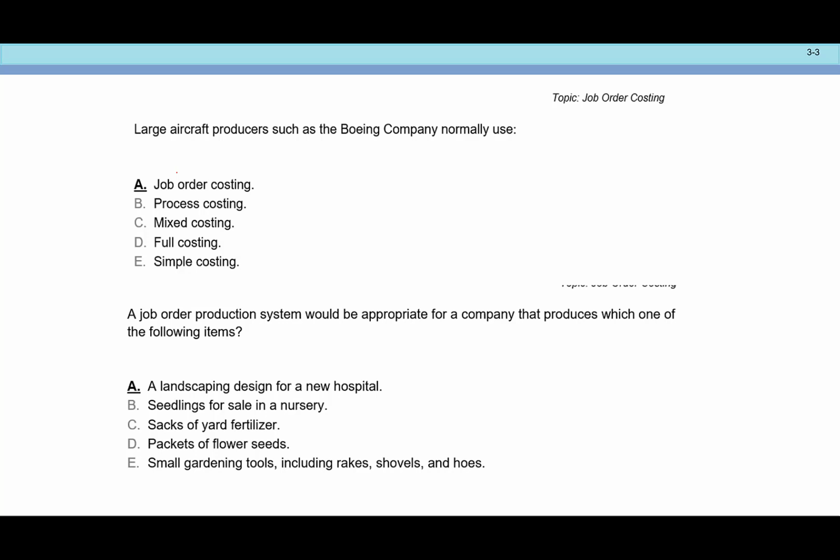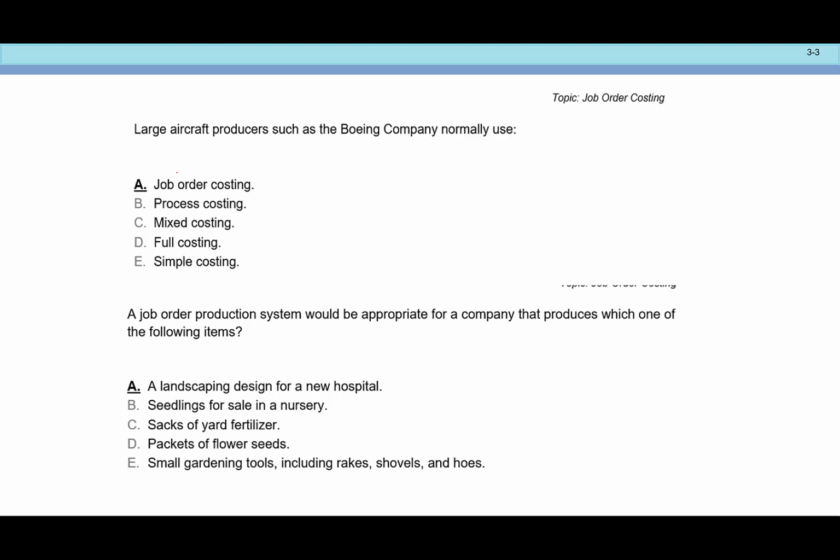Seedlings for sale in a nursery, seedlings would be what? Not job order, it would be process costing, right? And we're not going to sit there and say, how much did this little tree cost? How much did that little tree cost? They all pretty much look the same, don't they? Okay, so we would use process costing. A yard of fertilizer, okay? We're not going to sit there and track the cost for each bag of fertilizer. That would be ridiculous. Packs of flower seeds, no, okay?